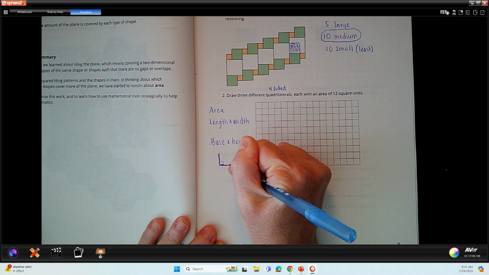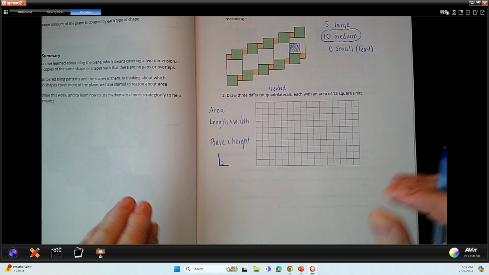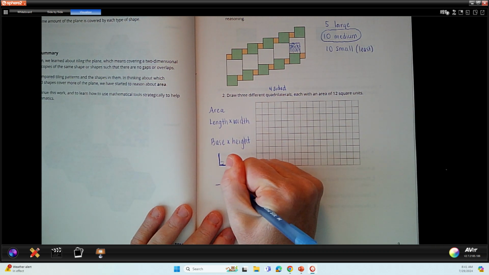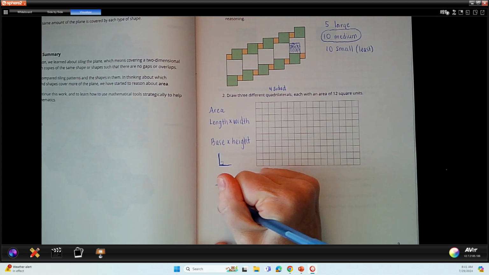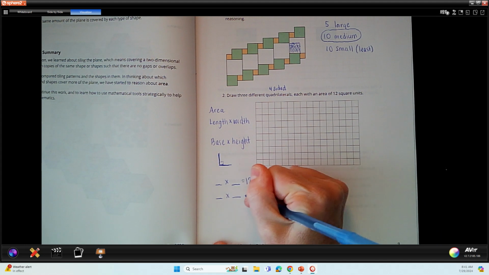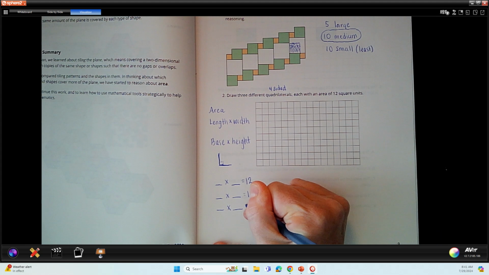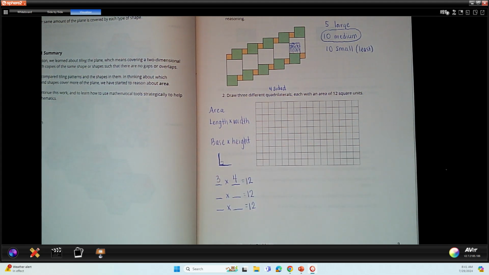Okay. So we're looking for 2 factors that would equal 12. So we know that area is length times width or base times height. So something times something has to equal 12. Well, we just need to come up with 3 of them. So I'm just going to list 3. Okay, the first one that comes to my mind is 3 times 4. All right, 3 times 4, I could make a rectangle that has a base or height of 3, and the other side would be 4. So let's go ahead and do that.